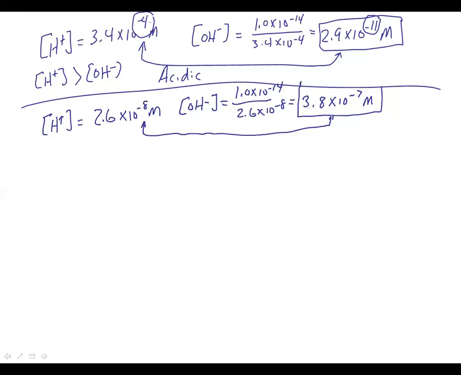So when we compared these two here, we have an H plus concentration that is 10 to the minus 8. We have an OH minus concentration that's 10 to the minus 7. In this particular case, when we compare them, the OH minus is greater than the H plus concentration. And that means that it is going to be basic in this case.